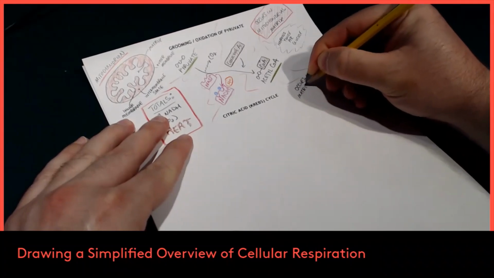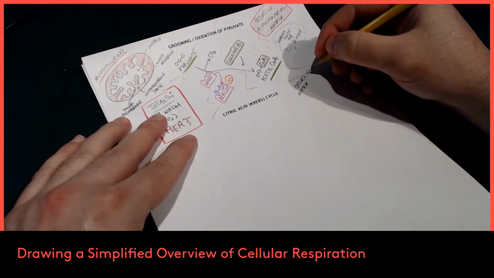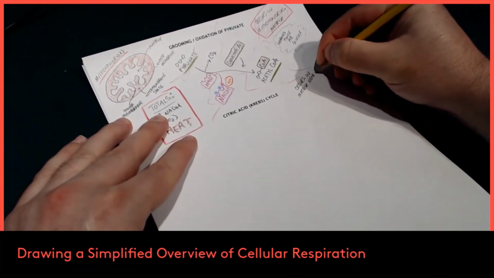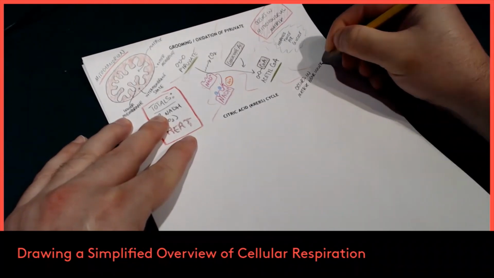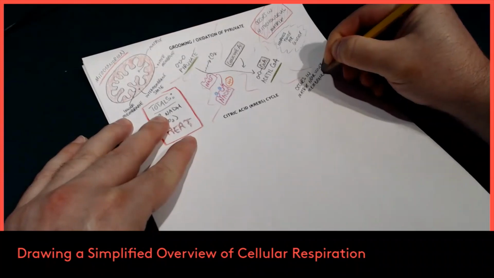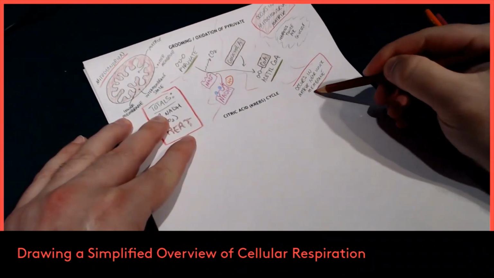And newer research says it's probably right along the inner membrane, but it's on the matrix side. So I'll say occurs in matrix. I'll just write near inner membrane. Okay. And that'll be important as well for our next picture. So it's always good to know where you're at.